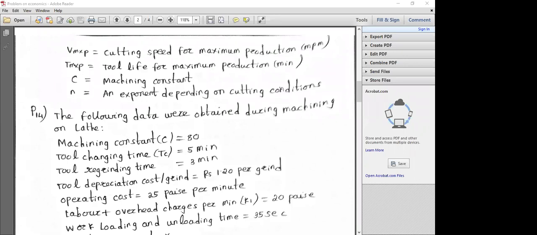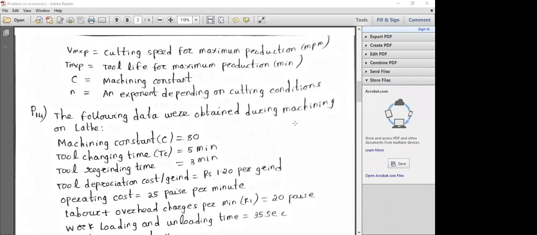So tool depreciation cost. Even a human being has depreciation. Over the years, the lifespan will be decreasing. Like that, in economics, we say it is depreciation. Depreciation of an automobile, or of a home appliance like a washing machine, AC, refrigerator, or any electronic or electrical appliance. And it is rupees 120 per grind. An operating cost he has given as 25 paise per minute.